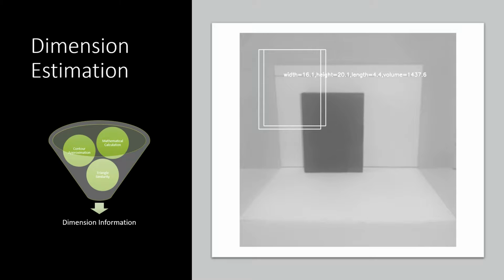For the dimension estimation, as you can see, there are 3 things that I need to do. Mathematical calculation, contour approximation, and triangular similarity. The outcome will be on the right. As you see in the image, I can find every edge. Through the mathematical calculation, I can compute the width, height, length, and also the volume of the boxes themselves.